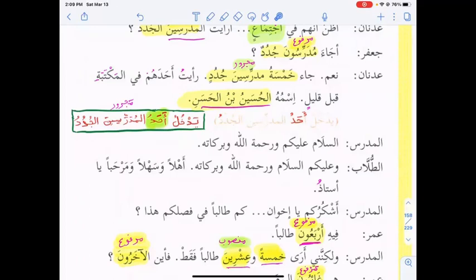Fihi arbauna taliban. Why is arbauna marfu? Because it is mubtada. This is shibu jumla khabar, jar majrur khabar. Arbauna is mubtada, and mubtada is always marfu. So arbauna is marfu. What is the sign of its marfu? It's the waw. Why? Then you will say li'annahu jama mudhakkar salim. Yes, that's the way we'll say it. Taliban is the tamiz.